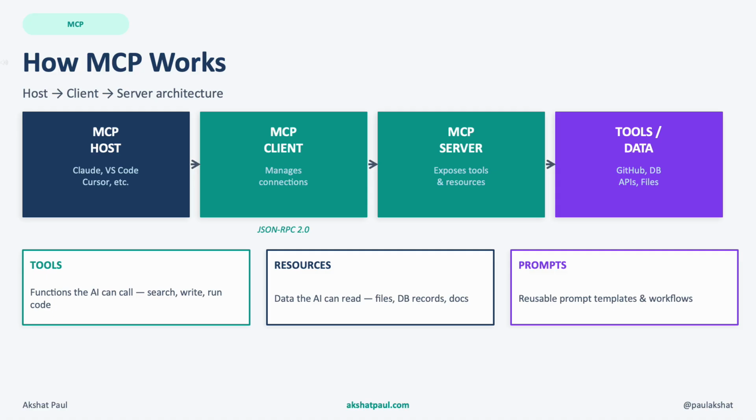Now, what can an MCP server actually expose? Three things: tools, functions the AI can call and execute, things like search the web or create a GitHub issue; resources, data the AI can read, files, database records, documentation; and prompts, reusable templates that encode best practices. The beauty here is that this architecture is decoupled. The AI doesn't need to know anything specific about your tools. It just speaks MCP, and the servers handle the rest.